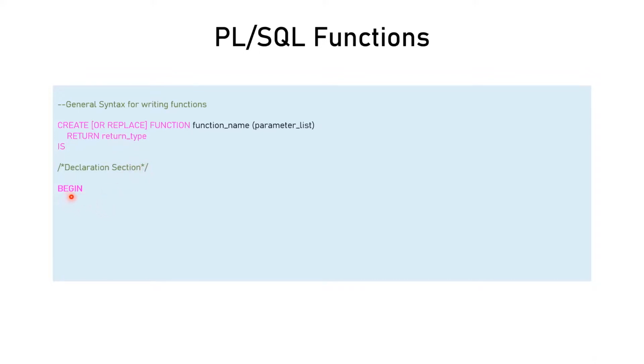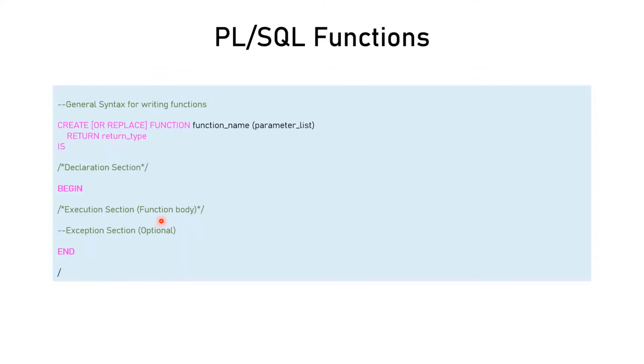Next, we have the begin keyword. After writing the begin keyword, we will write the main logic of our function. So it is basically the execution section of our function. And after that, we have the option to write some exception handling code as well. Again, that is completely optional. Finally, we end our function with the end keyword and save it by using the / operator.